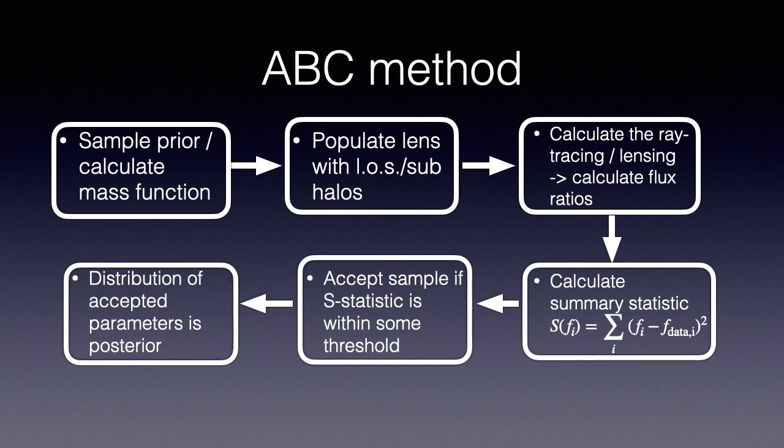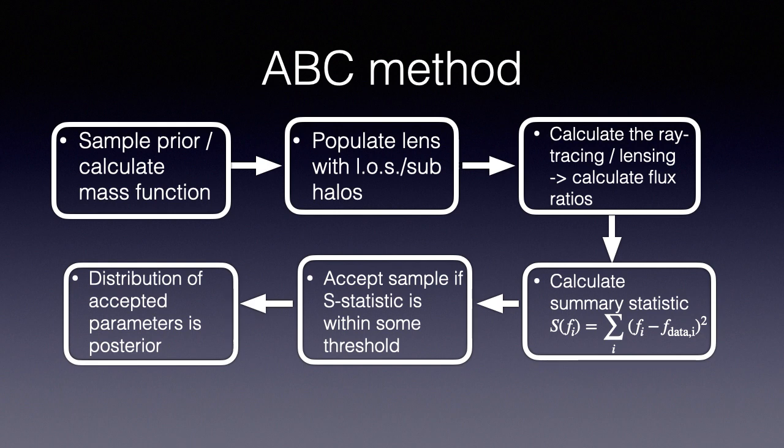And from all this lensing, you can calculate what the fluxes of the images should be, and hence the flux ratios. With the flux ratios, we can then calculate what we call a summary statistic. So basically, if you have your set of three flux ratios, you can compare them to the data, F data, here in the equation in the bottom right.